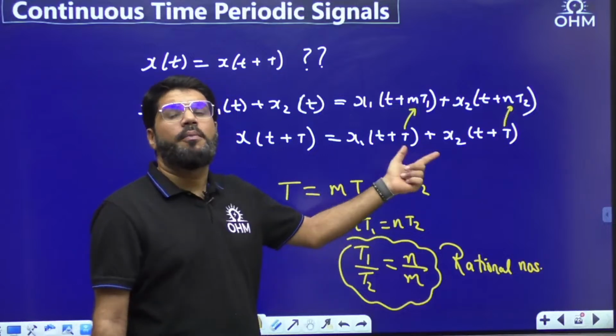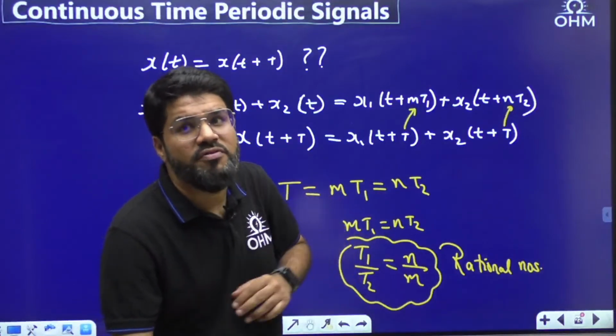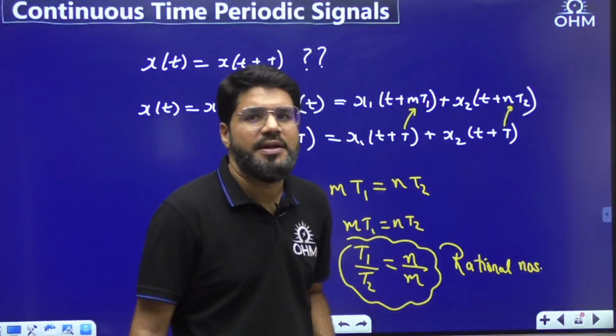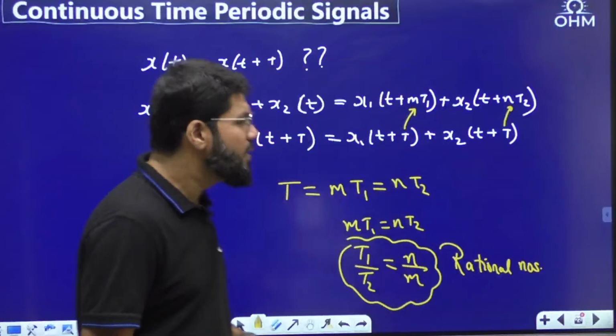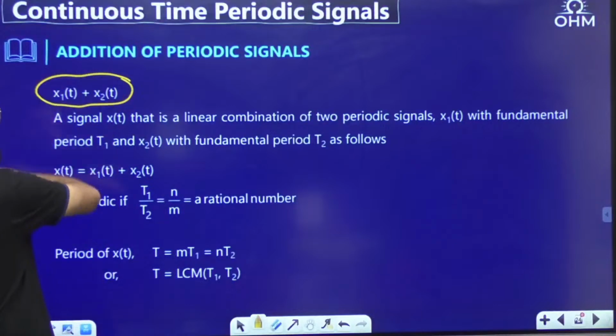There can be many common multiples of t1 and t2, but for the fundamental time period, you need the minimum value of time after which repetition occurs. So you have to consider the lowest common multiple. That is LCM, the lowest common multiple. So that is the complete summary.